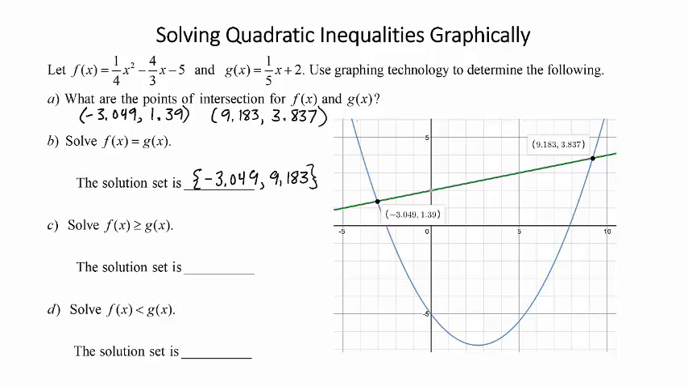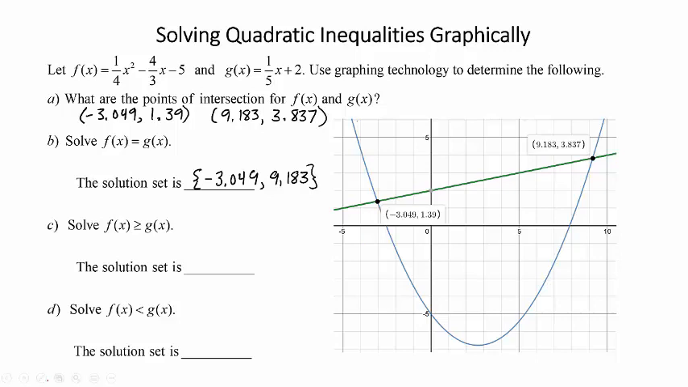So now, when it says solve f of x greater than or equal to g of x, again, we want to think about that as saying, okay, well, where is f of x above g of x? Where are the y values of f of x bigger than the y values of g of x? Okay, now remember, f of x is the blue parabola, right? It's the 1/4 x squared minus 4/3 x minus 5. And then the green line is g of x. That's the linear one, 1/5 x plus 2. Okay, so we're basically saying, where does the parabola lie above the line? Where is f of x greater than or equal to g of x?